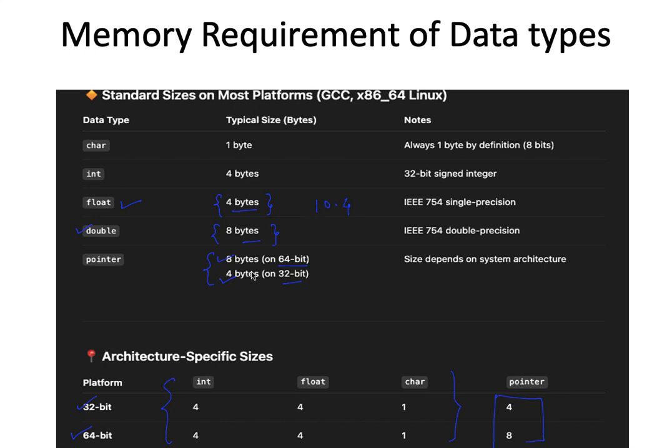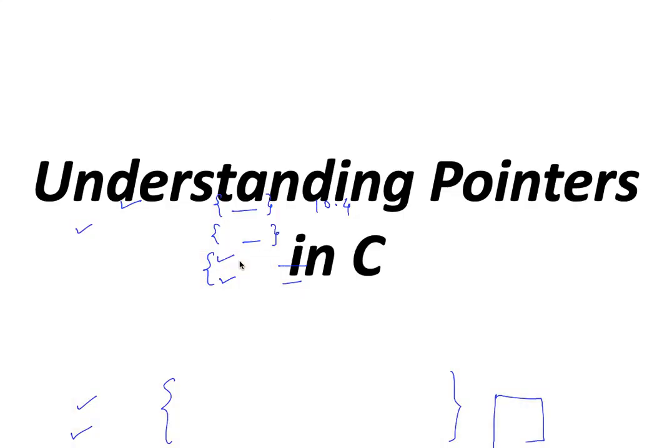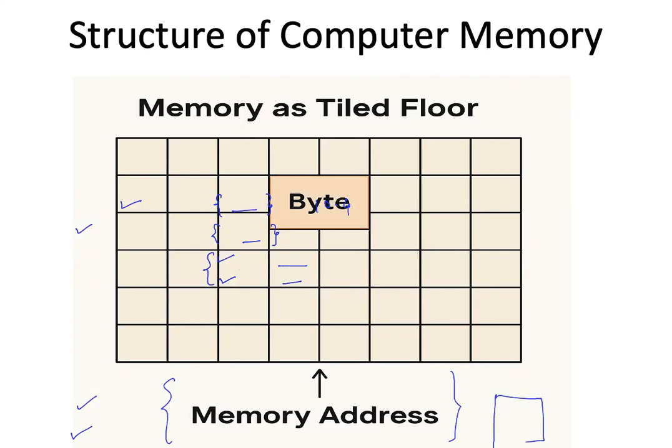So that is the very simple view of thinking about memory, considering it as a tiled floor. Right? Memory is formed from this tile-like structure called as bytes, and every byte has an address. Whenever we want to store data, we will demand memory in terms of bytes, and once we get the memory, we'll store the data there, and the number of bytes required for different data types are different.